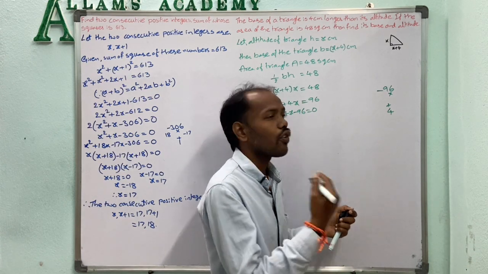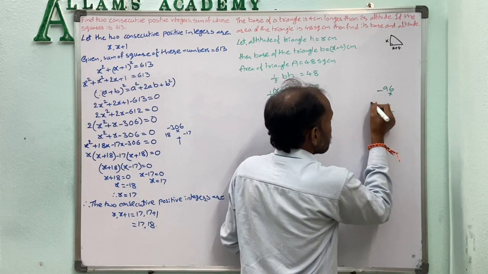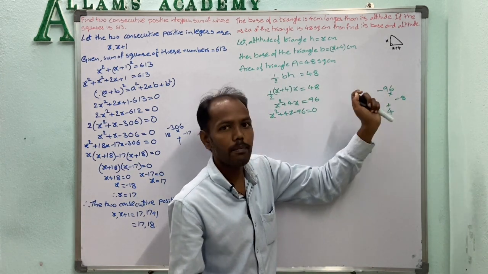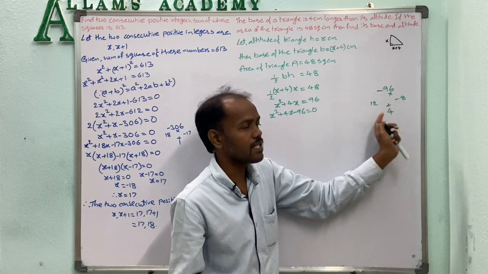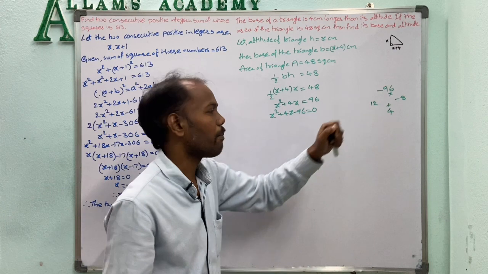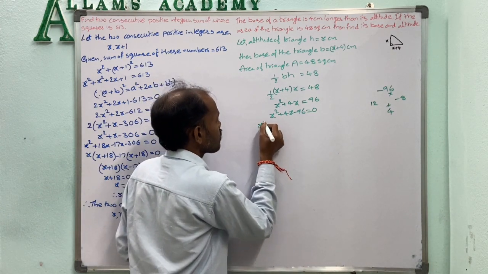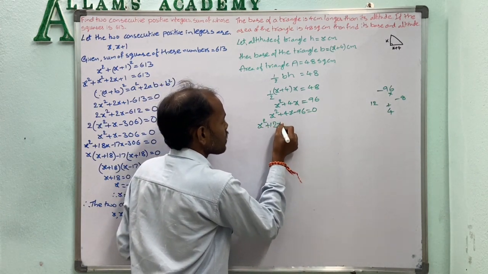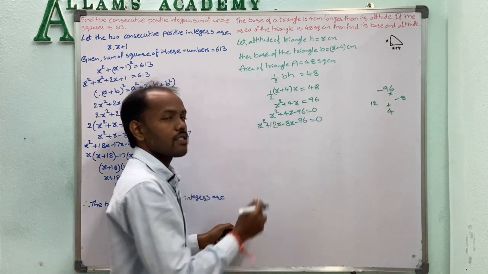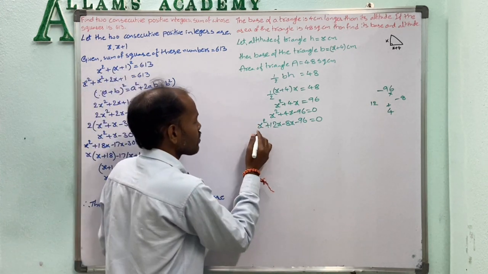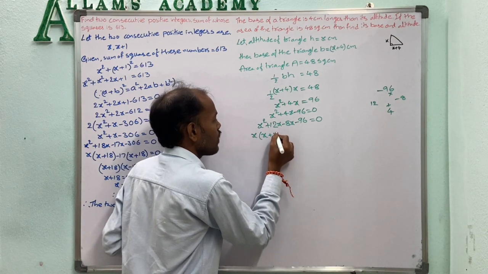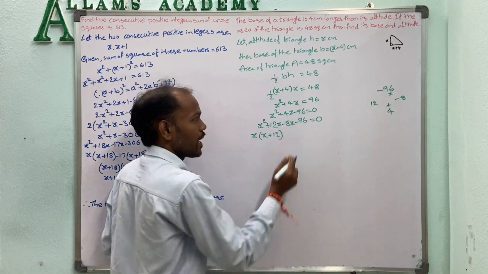So we take the numbers plus 12 and minus 8. 12 into minus 8 is minus 96, and 12 minus 8 is plus 4. So in place of plus 4x, we take 12x minus 8x. So x square plus 12x minus 8x minus 96 equal to 0. Now x square we can write as x into x. So taking x common, here 12x leaves 12 outside. Now minus 8x minus 96.